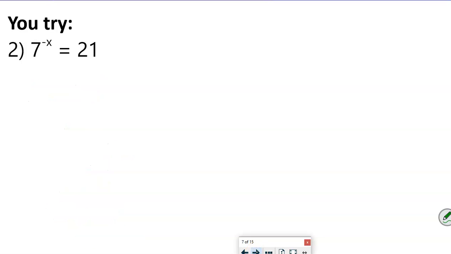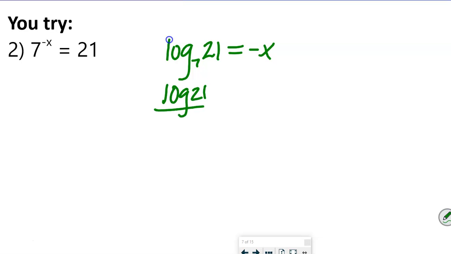Okay? On this one, we're going to have to use our log again. So what's the base? We got log base, and you guys should be doing this on your own, but I'll take you through this first step. 7. What's on the other side of the equal sign? 21, and that's equal to negative x. We're going to use the change of base formula to solve this. So we're going to do, remember, the base stays in the basement. So log of 21 over log of 7. That's going to equal our negative x.